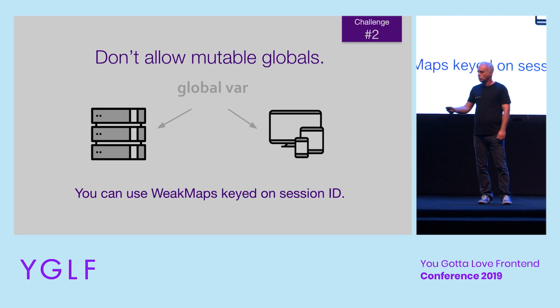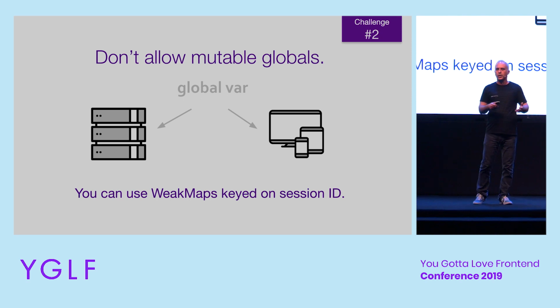So one approach that we found to be fairly useful is to replace what would be simple mutable globals with weak maps that we key based on a unique session ID. And the great thing about a weak map in this context is that once that session is done, the garbage collector is free to collect all that memory, and you don't have to go explicitly through all these globals and release the memory.